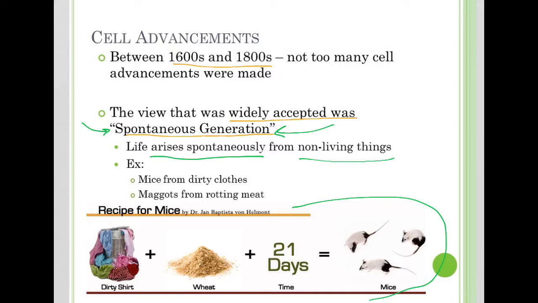That might seem really silly to us because we know that that's not true. However, at the time, people only knew what they could see. And what they saw was, oh, there was dirty clothes, oh, and eventually there's mice. Or if I leave this meat out, eventually there will be maggots. So therefore, the maggots came from the meat. So they knew what they saw, and that's what they saw.